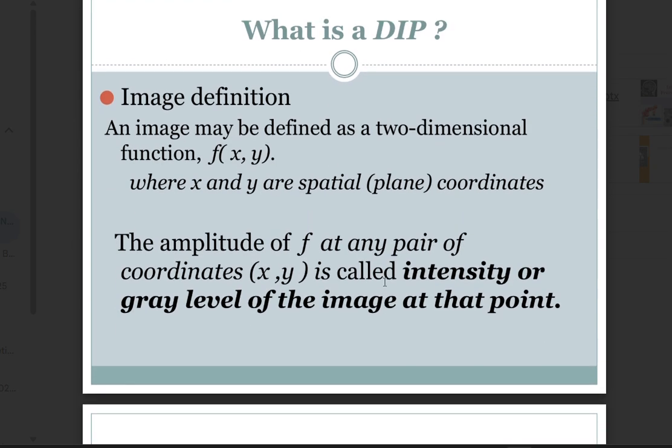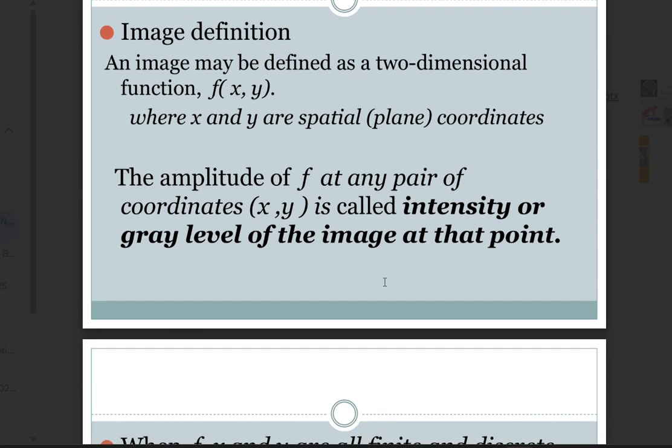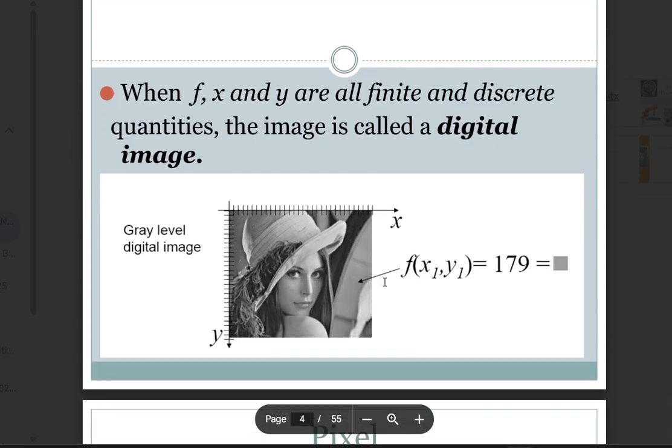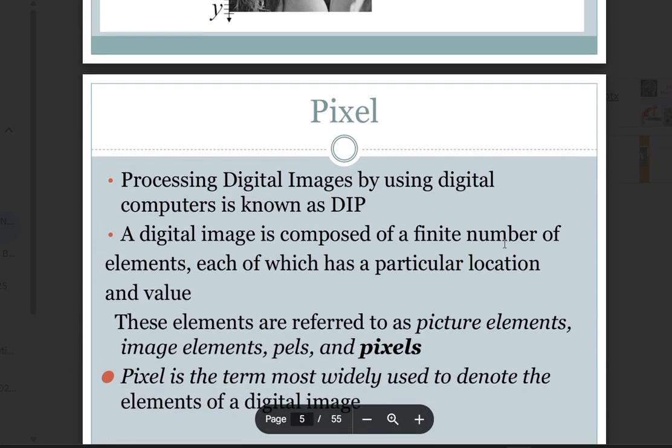So first, what is an image? An image may be defined as a two-dimensional function, that is, a function f(x, y), where f represents the amplitude and x, y are the coordinates of the system. So this is the image in grayscale, and f(x1, y1) is equal to 179. So this is the color that is obtained for the coordinates, and the value is 179. The value ranges from 0 to 255 and the total is 256 levels.